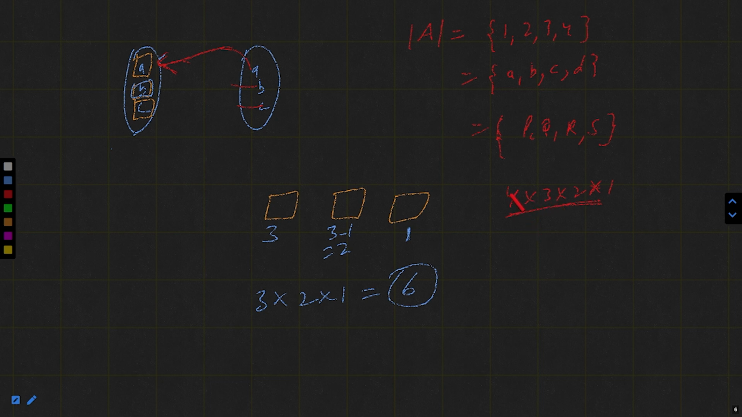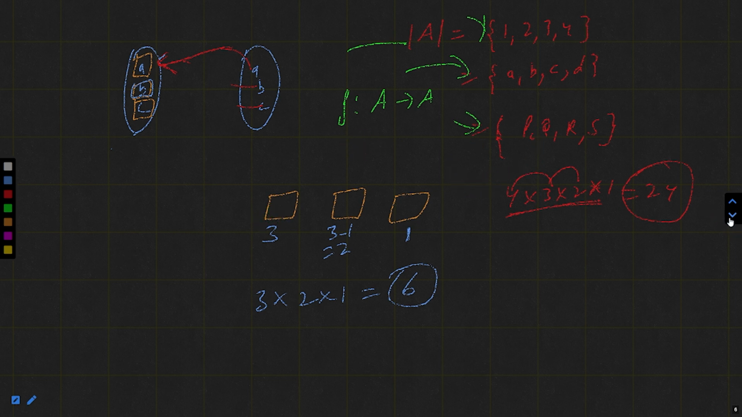This means 12, 24. So you will be getting 24 onto functions from A to A. And what A am I talking about? I am talking about this one and this one. That's it. I hope you are getting it.